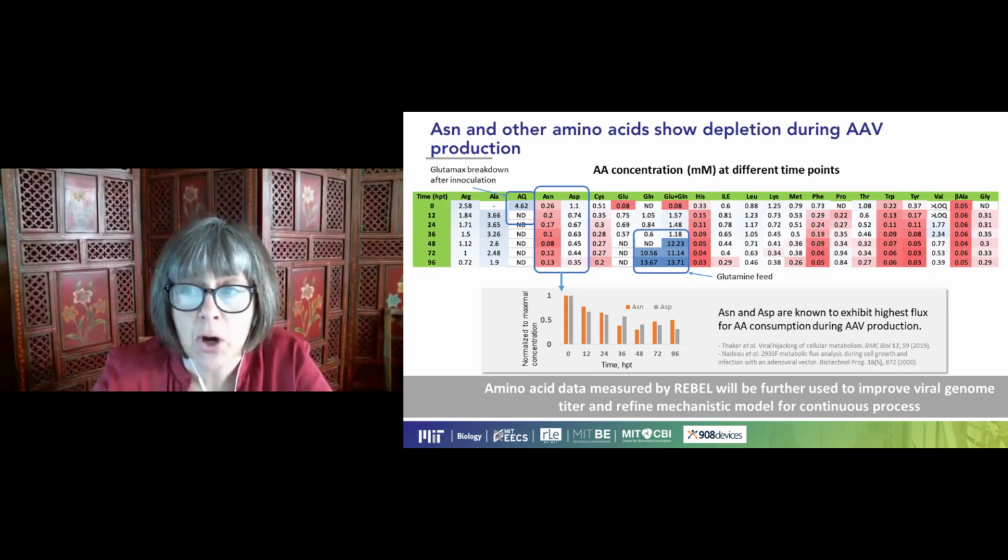but also some other amino acid. So they will use this data and further examination of the process, basically, and using the REBEL to design better feeding strategies, but also inform development of continuous process at bioreactor scale.